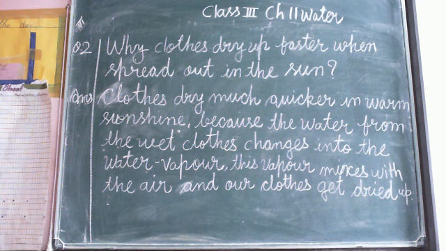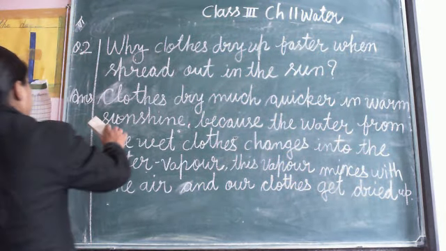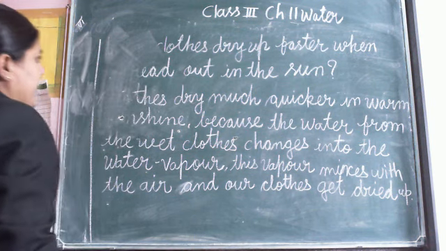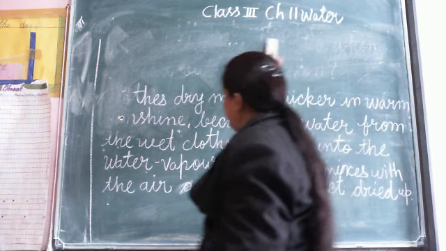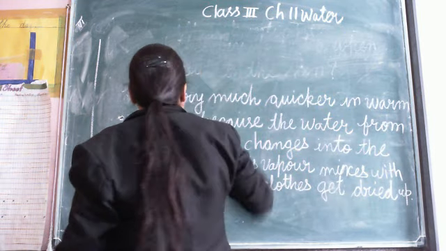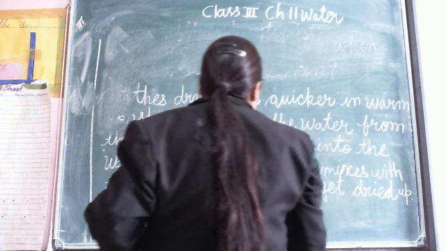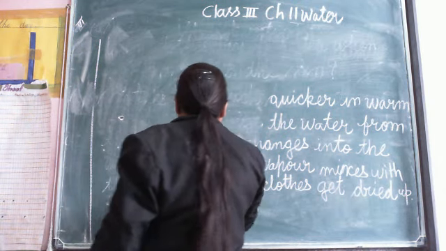Now you are all grown-up children and you have to maintain your notebook nicely and develop your habit to write long answers also. So I hope you took the screenshot. Question number 2: why do clothes dry up faster when we spread them out in sunshine? Your answer is: clothes dry up much quicker in warm sunshine because the water from the wet clothes changes into water vapor, and this vapor mixes with the air and our clothes dry up quicker.